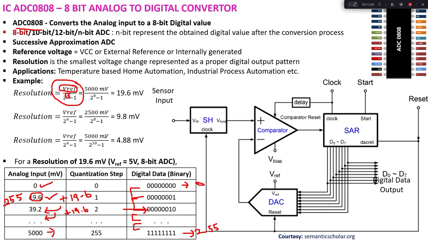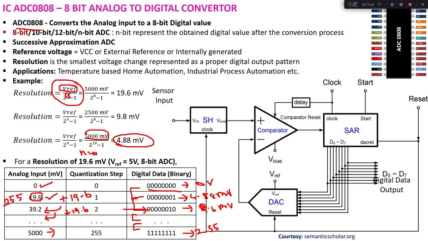Right? So in that case, if I use an n value of 10, what will be the resolution? If I have a reference voltage of 5 volt, so 5 volt divided by 2 power 10 minus 1, then the resolution is 4.88 millivolt. In that case, these zeros are nothing but 0 volt. The next level will be 4.88 millivolt. And the next level, again I have to add 4.88, which will be 9.76 millivolt.